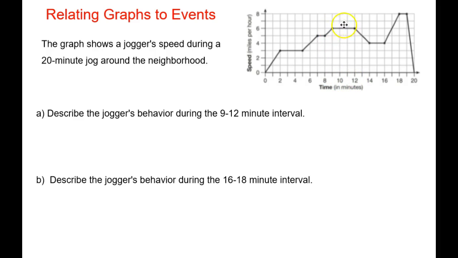If I go up, I analyze the graph from 9 minutes to 12 minutes, I see we have a constant y value of 6. So that means over the course from 9 minutes to 12 minutes, this jogger was going at a constant rate of 6 miles per hour. They were not increasing that speed or decreasing that speed during that time interval. They were going at that constant rate of 6 miles per hour during the 9 to 12 minute interval.